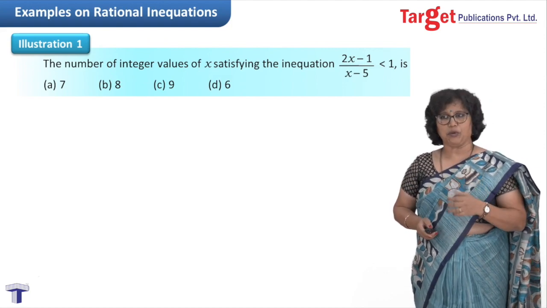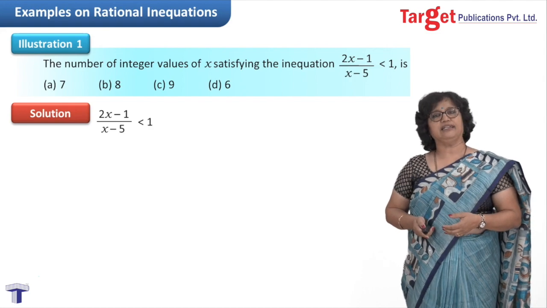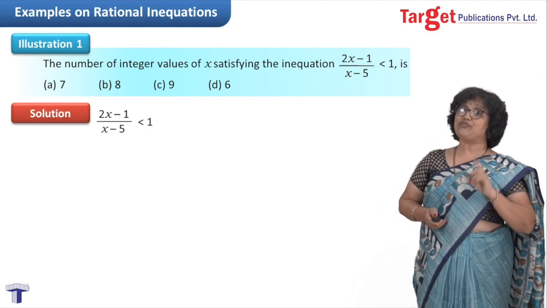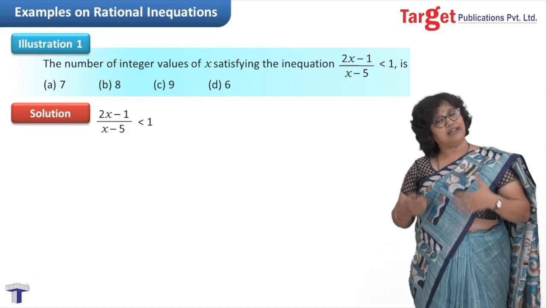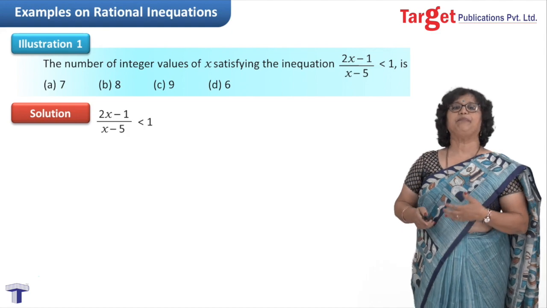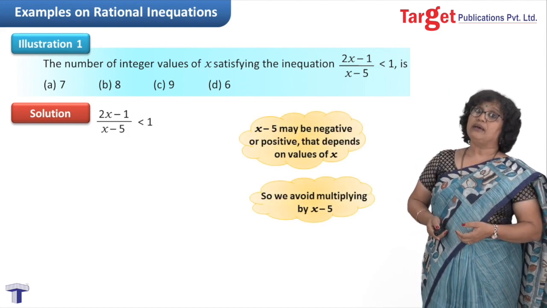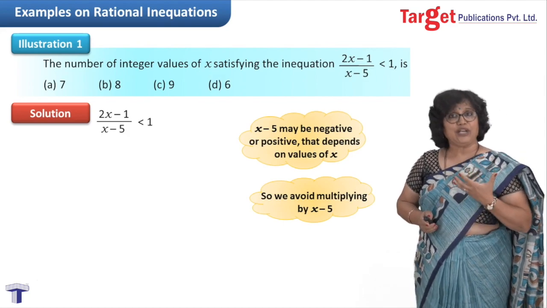So let us start with the problem: (2x minus 1) upon (x minus 5) less than 1. Now this question is not in the form with which we actually started, that is R(x) less than 0. So my first advice would be that we bring it to R(x) less than 0 form. And how do we do it? By taking 1 to the other side. Why do I do so?